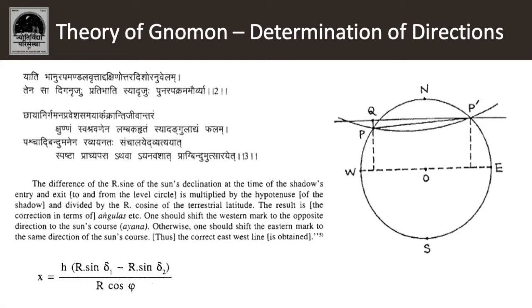When your sun is rising, it is not exactly rising from the east. It is somewhat far away from the east. So this angle that the sun is forming, that is the declination with the celestial equator. So that is delta 1 minus, we have to consider a second observation because you have to consider that gap, that correction needs to be rectified. So r sine delta 1 minus r sine delta 2 divided by r cos of phi. The phi is actually the observer's latitude. So it is going to change with latitude.